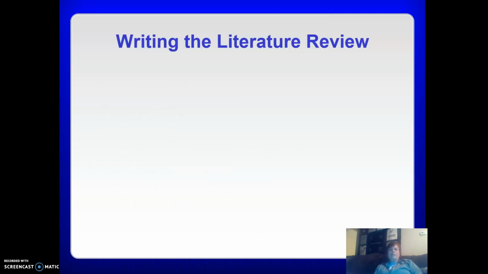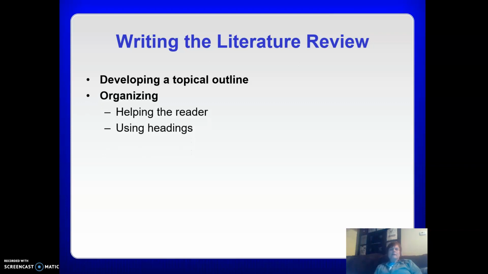As you begin writing your literature review, develop some sort of topical outline, get some organization to your review, to help the reader follow what you're trying to say. You might use headings to do that. There's a lot of literature out there on your topic. How are you going to organize that literature review to help your reader follow what you're trying to say? So organize in a way you would do any paper.